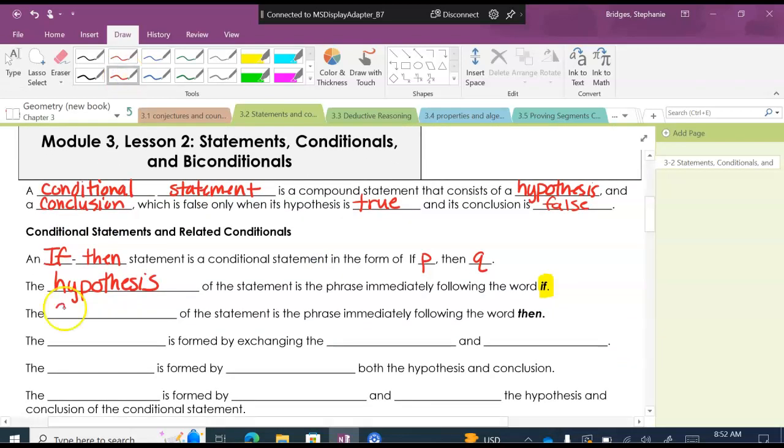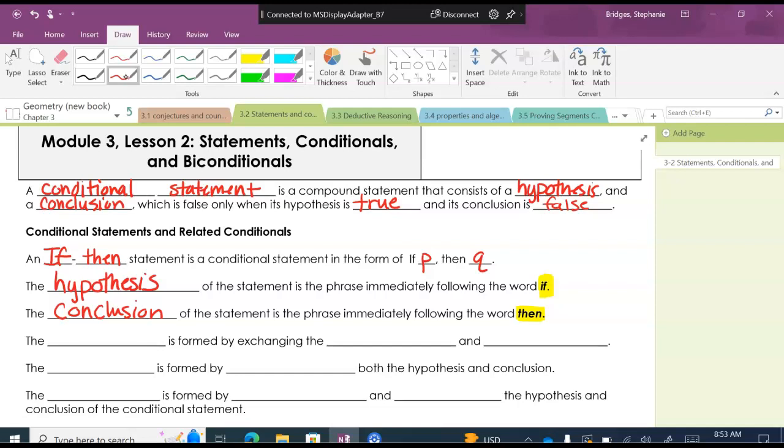Conclusion. The conclusion is the statement or phrase following the word what? Then. Okay. So if it rains outside is my hypothesis. Then I will use my umbrella. I will use my umbrella is my conclusion. Whatever comes after if is our hypothesis. Whatever comes after then is our conclusion. So far, so good?